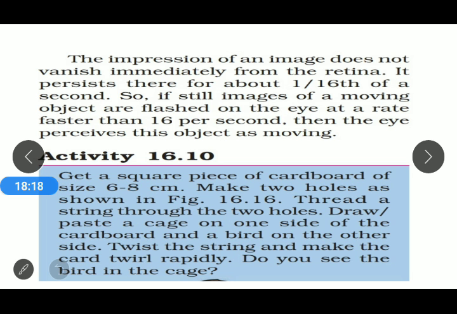So if still images of a moving object are flashed on the eye at a rate faster than 16 per second, then the eye perceives the object as moving. That is the basic fundamental.